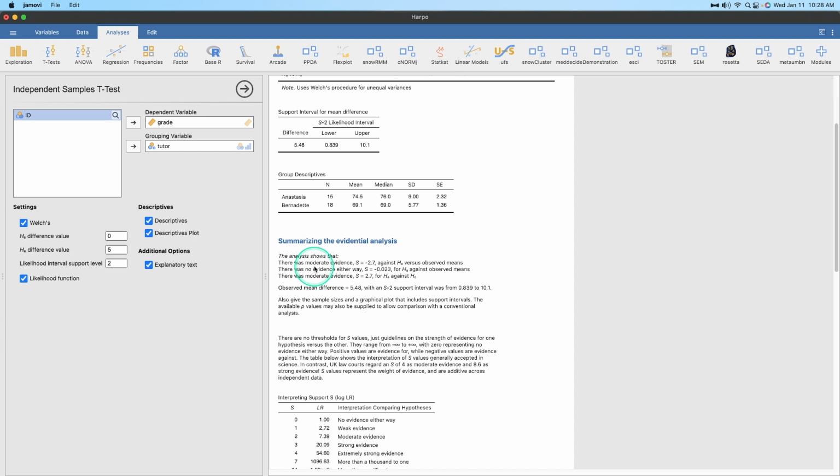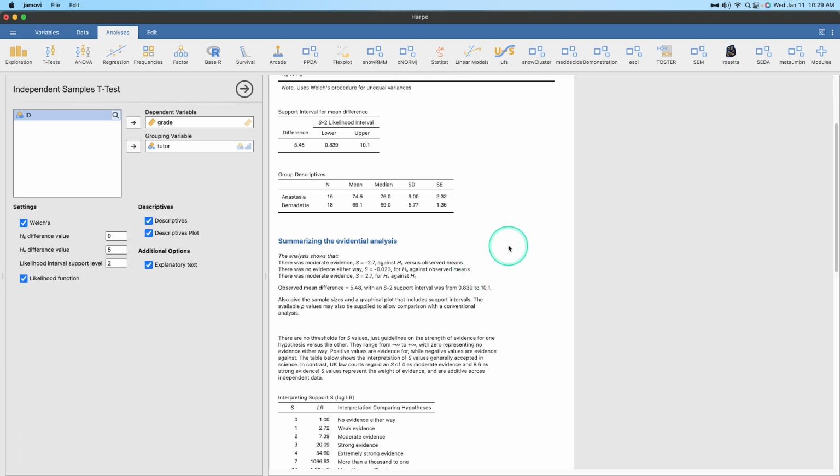So if we go back through the analysis, we have moderate evidence of S of negative 2.7. So negative is against the null hypothesis. Okay, so perfect. There was no evidence either way, S of negative 2.03 for HA against observed means, which is good because that means that our new set of data from our previous idea of 5, a difference of 5 on this statistics test between the two tutors. So we expected that and we got that, right? So that's check, reject null, check.